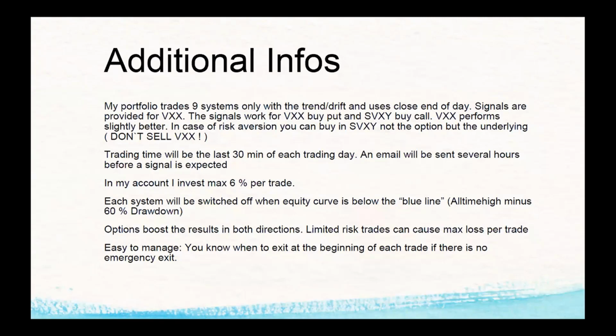Each system will be switched off when the equity curve of the original system is below the blue line, as I showed before, which is the all-time high minus 60% drawdown of the investment. Options boost the result in both directions. Limited risk, of course, you can trade a max loss per trade. This system is easy to manage. You know when to exit at the beginning of each trade if there is no emergency exit. An emergency exit would be in times like 2008. So there are not many emergency exits.